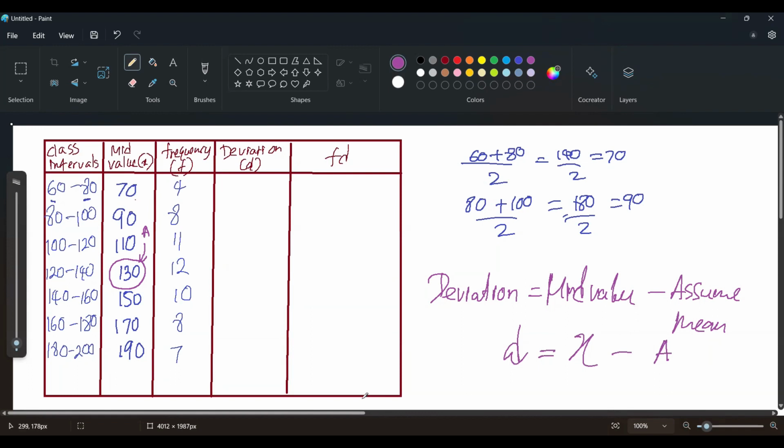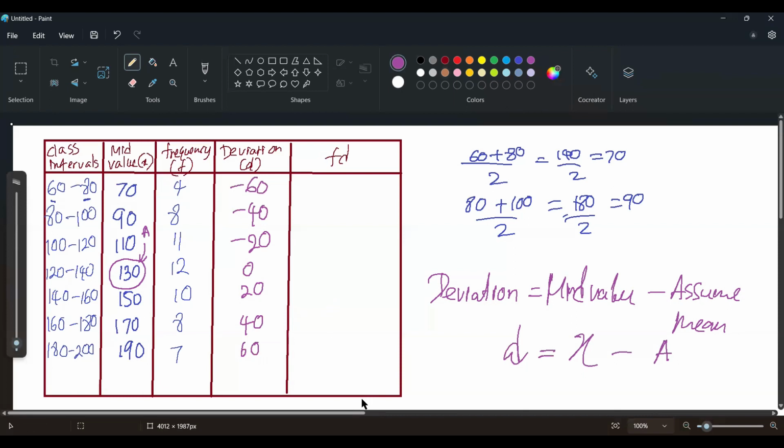If the mid value is 70 and the assumed mean is 130, 70 minus 130 should be minus 60. 90 minus 130 is minus 40. Next minus 20. Next 0. There is a pattern. You can see 150 minus 130 is plus 20. Below that it should be plus, okay? 40, 60. There is a pattern. You can follow that pattern.